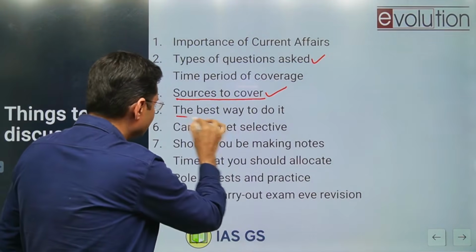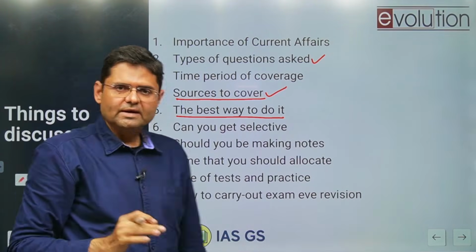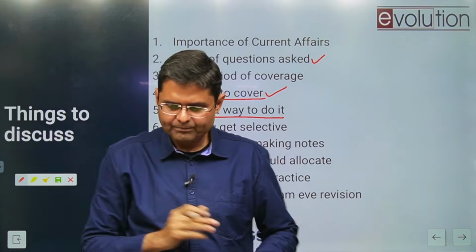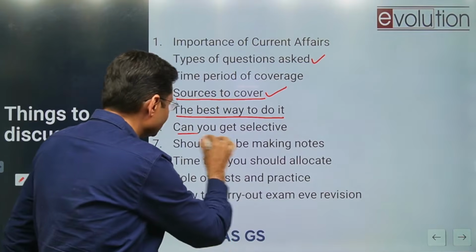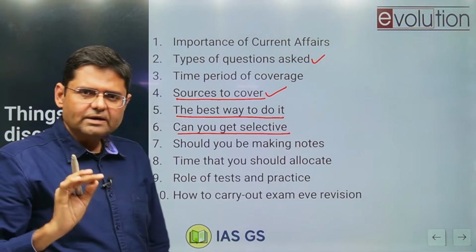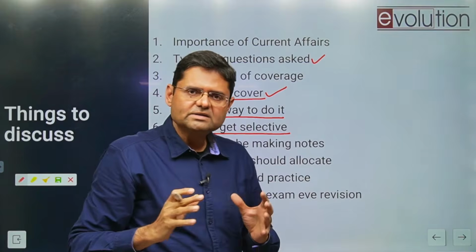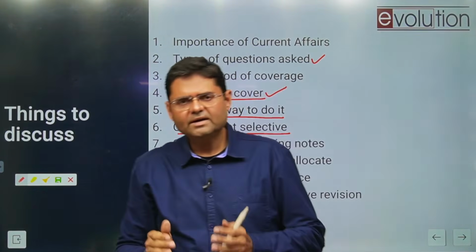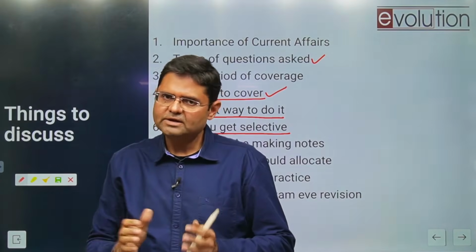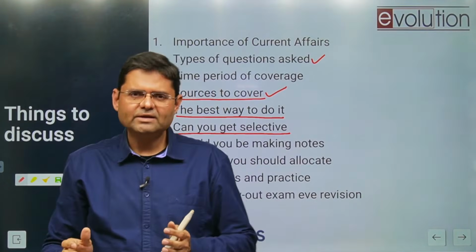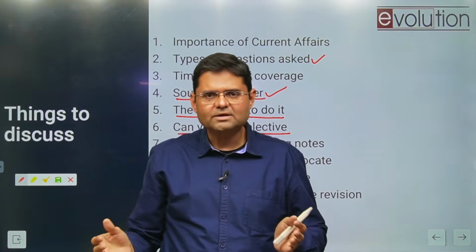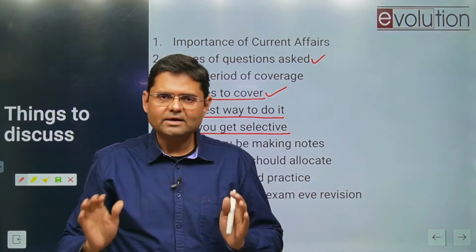Then what is the best way to do? कैसे पढ़ें, कैसे नोट्स बनाएं भी कि ना बनाएं वगैरह. Then can you get selective? Does current affair give you a space to get selective about it? Or does current affair mean that we have to cover any and everything that comes under current affairs? Of course, any and everything तो हम ऐसे भी नहीं कर पाएंगे, because that way it will become such a vast ocean that it will be well out of our reach.